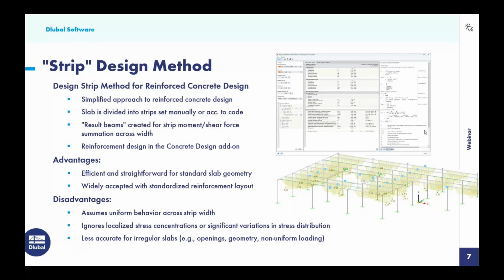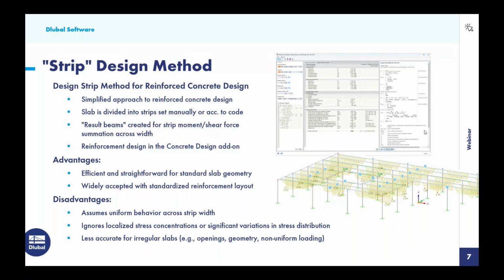And we'll see this in our example today, just how the output of the reinforcement can be a little bit more user-friendly. The disadvantages we might want to mention here is that we assume uniform behavior across the strip width. So we're kind of averaging out or summing up those forces across the entire strip width. So we're going to ignore localized stress concentrations or significant variations in the stress distribution.